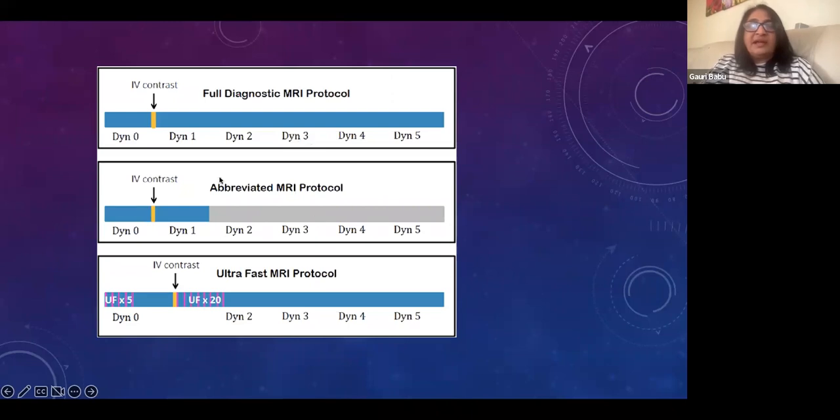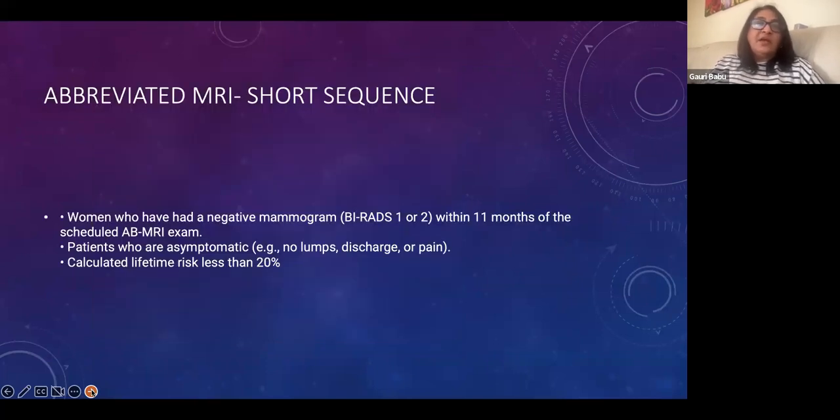So this is actually a diagnostic abbreviated MRI protocol, and I'll just go over that. It's much shorter when you talk about an abbreviated MRI. We touched base on it previously slightly. So it's a short sequence, used when they have a negative mammogram, a BI-RADS 1 or 2, within 11 months of their scheduled examination, those who are asymptomatic, and the lifetime risk for cancer is less than 20%, then you can go for this. It's to just save the time on the scanner.